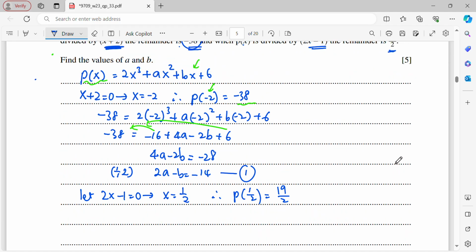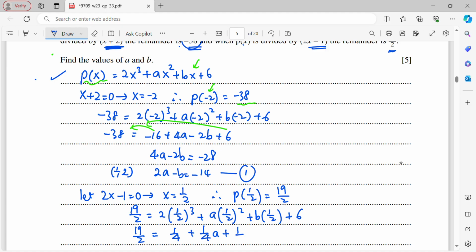Then from here, I will expect to get another equation. So now again, you substitute back into your P(x). So I will be getting 19 over 2 is 2 times, the x is half, so half cubed plus a times half squared plus b times half, then plus 6. Okay, then from here, when you simplify, the first one on the right side will be 1 over 4. Then plus 1 over 4 a plus 1 over 2 b plus 6.